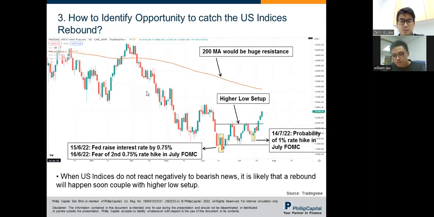Now since we understand definitely it's not now, how do we catch the rebound? Because we can't just sit there and wait for US indexes to go into a bullish mode again. That might take years and years. So does that mean we don't trade?